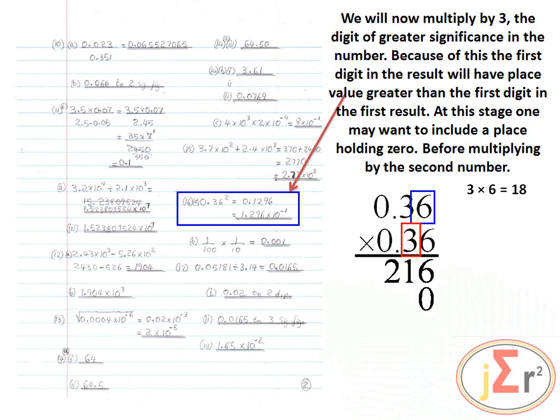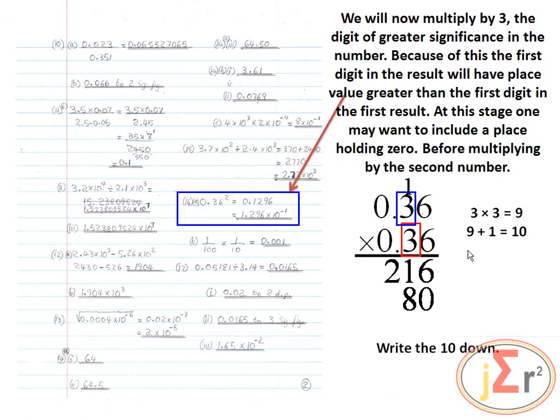3 6s, 18. Write 8 and carry 1. There's the one that we carry. Then what do we say? 3 3s, 9. Do not forget this one. 9 plus 1 is 10. Write the 10 down. No problem with that.